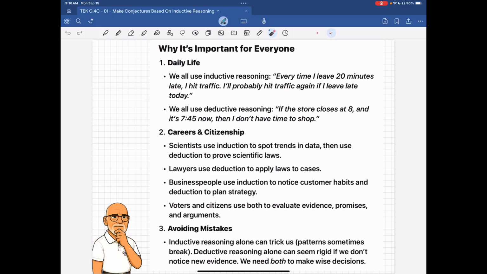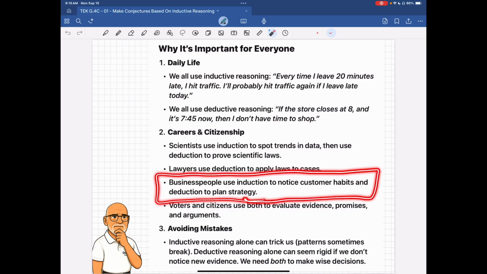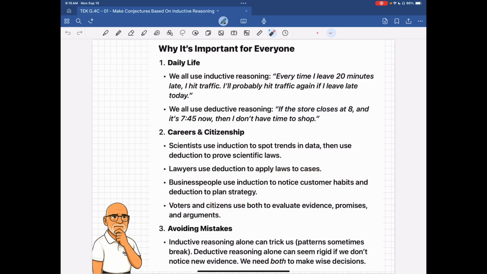So they'll be looking at graphs, they'll be looking at information they get from testing certain things, and then they use deductive reasoning to prove certain scientific laws. Lawyers use deductive reasoning to apply laws to cases all the time. Business people use inductive reasoning to notice customer habits, and they use deductive reasoning to plan strategies on how to use those habits in the best interest of the company.